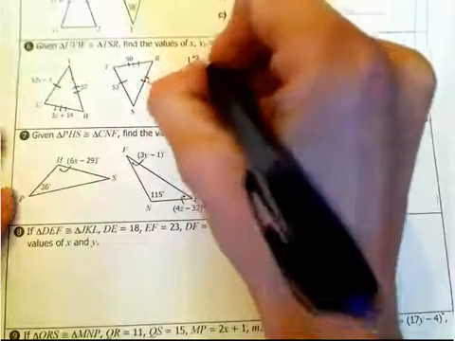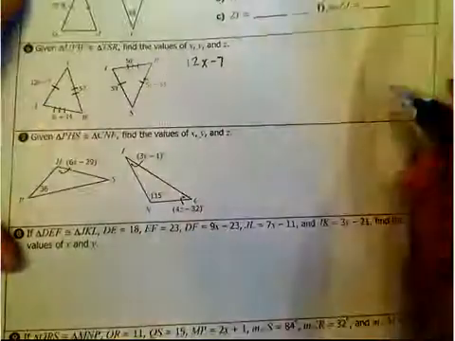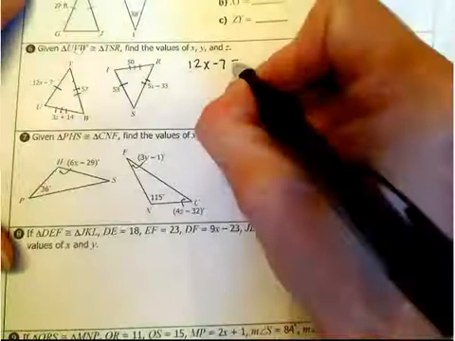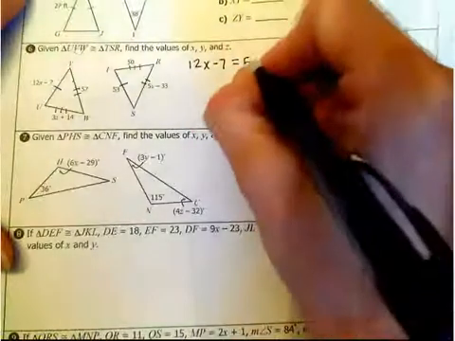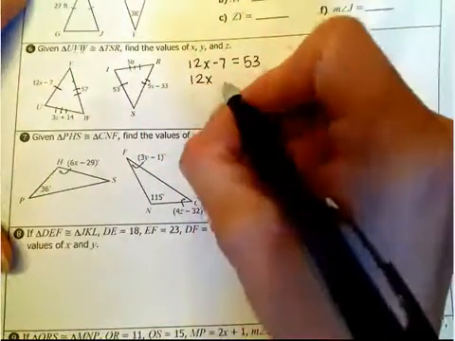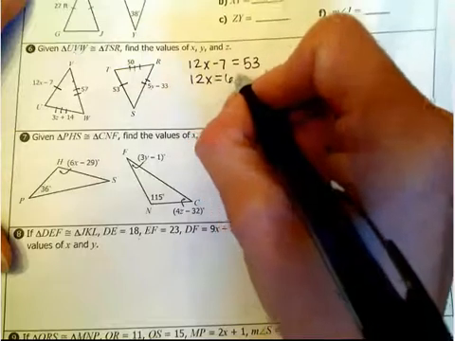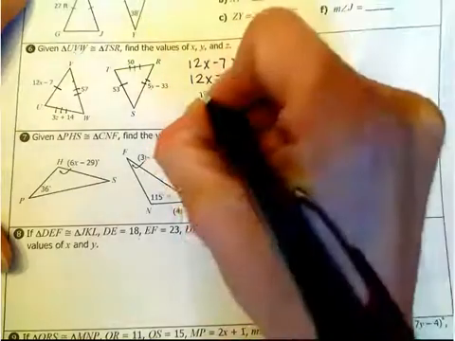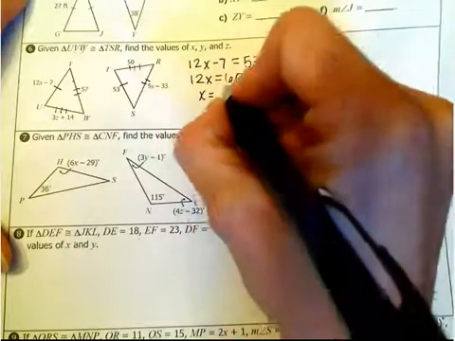So 12x minus 7 should equal 53. When I add 7 to both sides, I get 12x equals 60, and x equals 5.